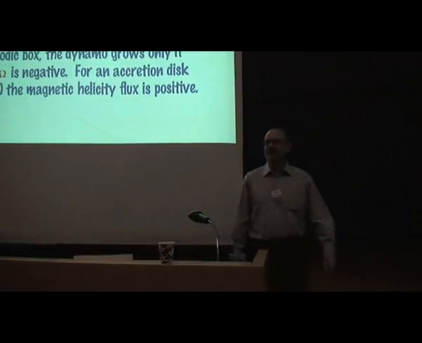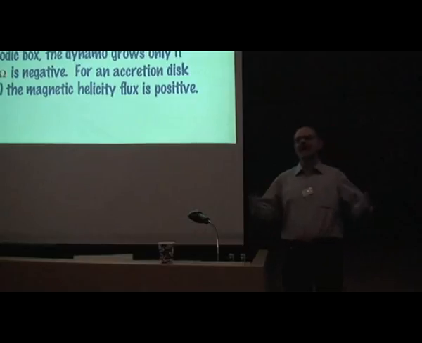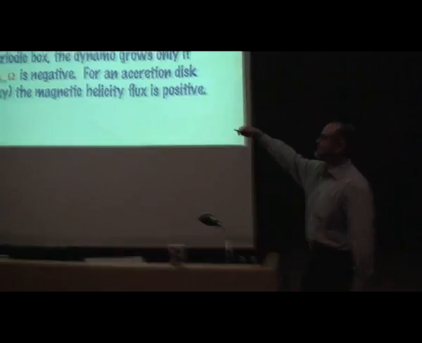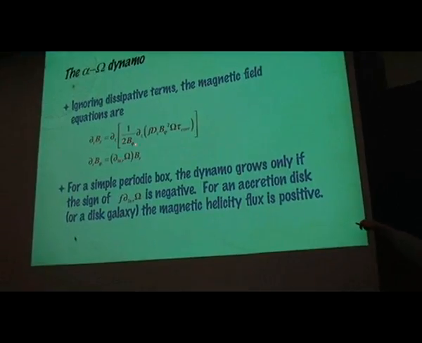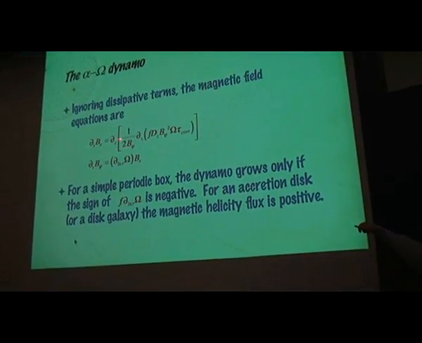Okay, so simple alpha omega dynamo. You're generating the azimuthal field by some kind of shear, and you're generating the radial field by some alpha effect, and if you plug in the formula for the alpha effect, this is what you get. It looks like a funny kind of diffusion equation, and depending on the sign of this F, it can represent either diffusion or a kind of anti-diffusion.